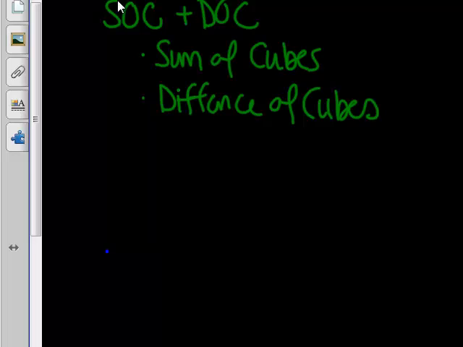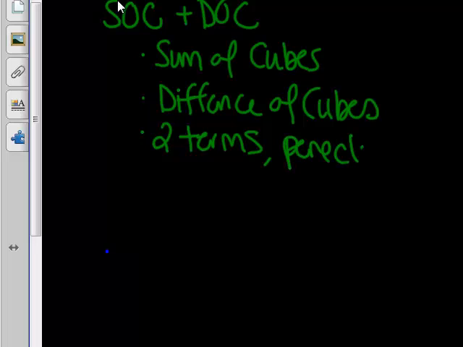Okay, what we're going to have to look for here is, first of all, we always have two terms, either separated by plus or minus, and they are a perfect cube. Now let's, just thinking about it, sorry I can't spell perfect, perfect cube.